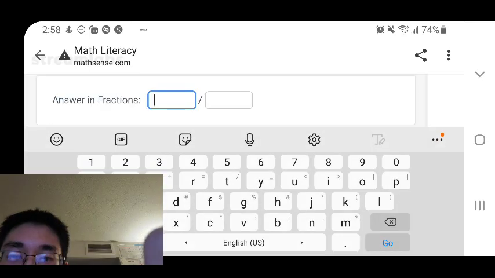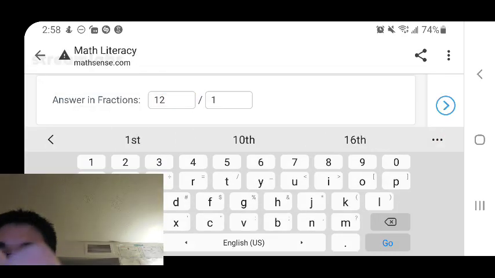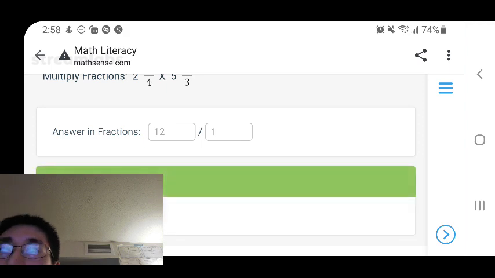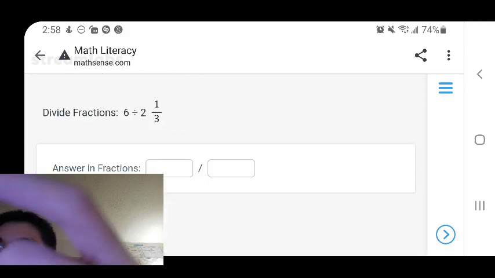Yep. Okay. It's tricky. Answer in fractions. But I know it's 12. 12 over 1, right? Yeah, that works.